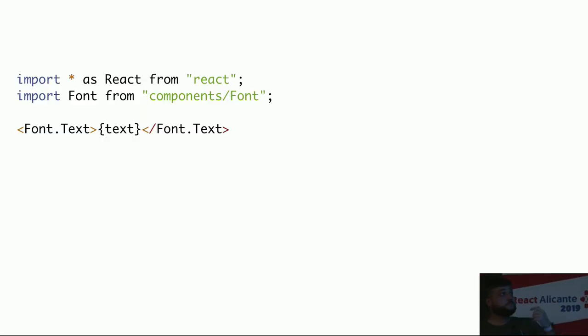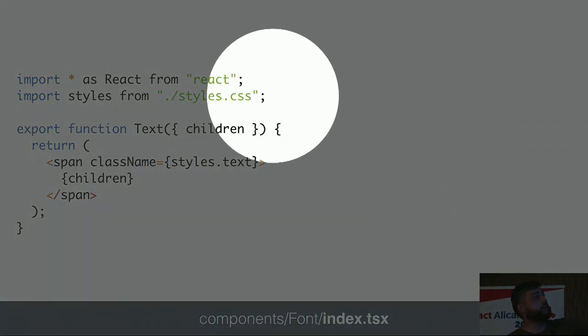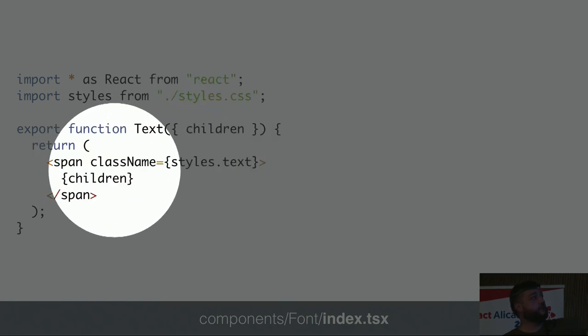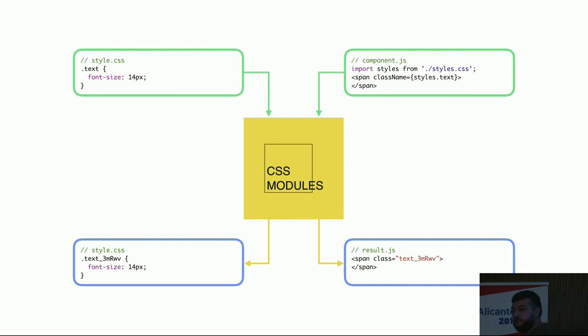So we basically have this component font, and you can say it looks a bit like a styled component, but when we started using this pattern, styled components didn't exist. And we used CSS modules. So this is how this component looks. This is its implementation. It's very simple. You just get a text, you have the children, you have the class name. This is how CSS modules work.